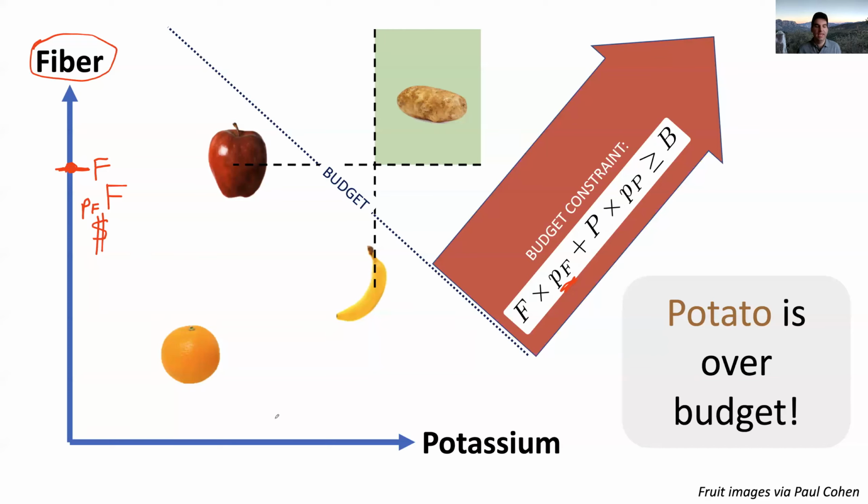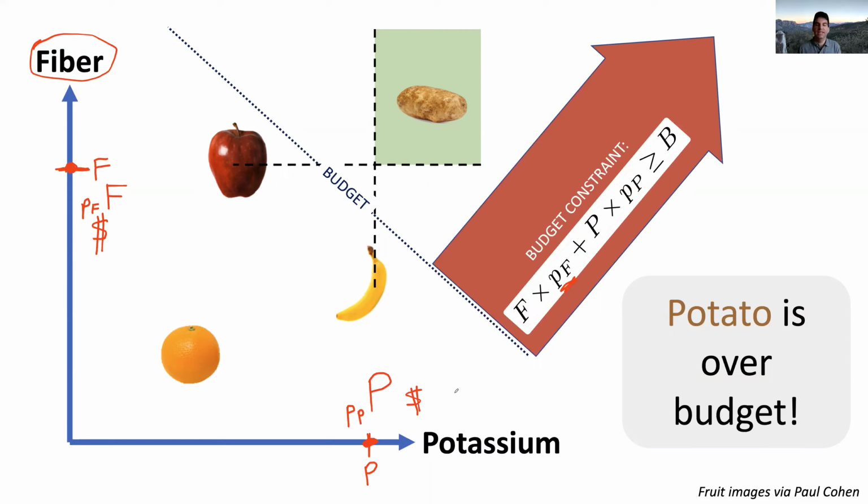And then likewise, if I just bought pure potassium, so that would be over here, pure potassium. If I knew a price of potassium, I'll call it PP, and I have my quantity of potassium P, which I'll put down here, then this would be the cost in dollars of that pure potassium.